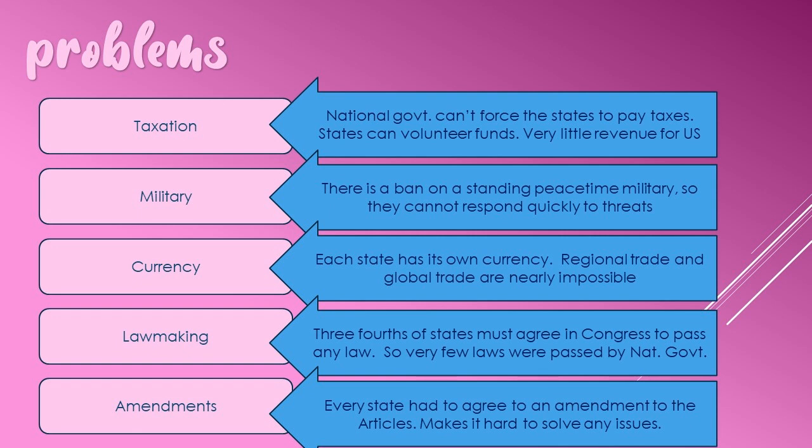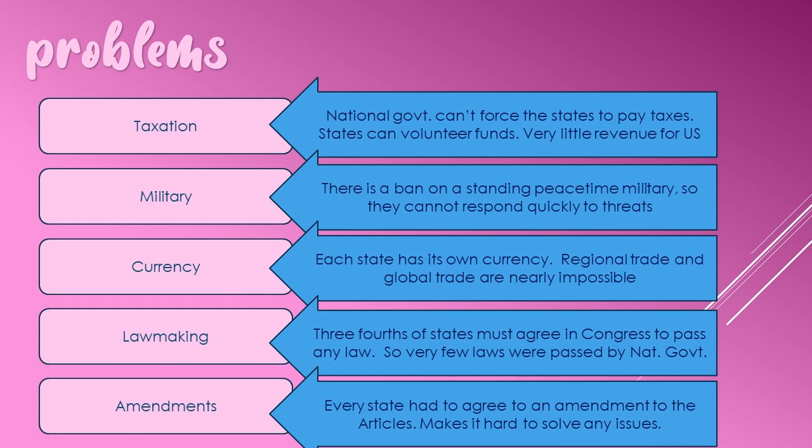Currency is a major problem. Think about how easy it is for you to spend money in different states. You don't even think about it. But in this system, each state had their own currency. Like they had their own dollars and coins and stuff. If you wanted to spend money in a different state, you had to get your money changed out. And that makes regional trade impossible. That makes global trade impossible. These states are all doing that on their own.